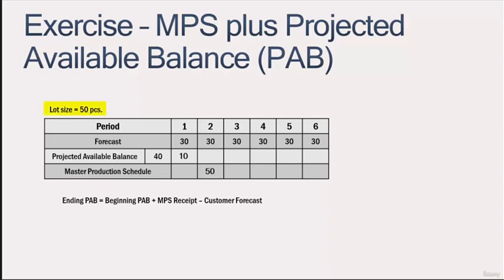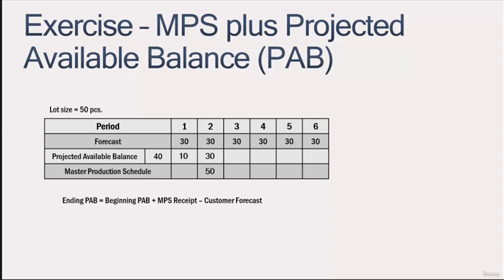Since the lot size is given at 50 units, we can run the formula again as follows. 10 pieces as the beginning PAB, plus 50 pieces for the MPS receipt, minus the forecast of 30 equals 30 as the ending PAB for period 2. Whenever you have a negative PAB, you must schedule an MPS. This is an important point, so let me say it again. Whenever you have a negative PAB, you must schedule an MPS receipt.